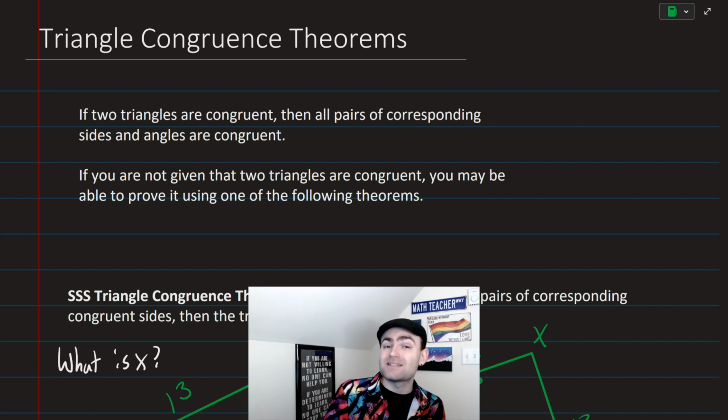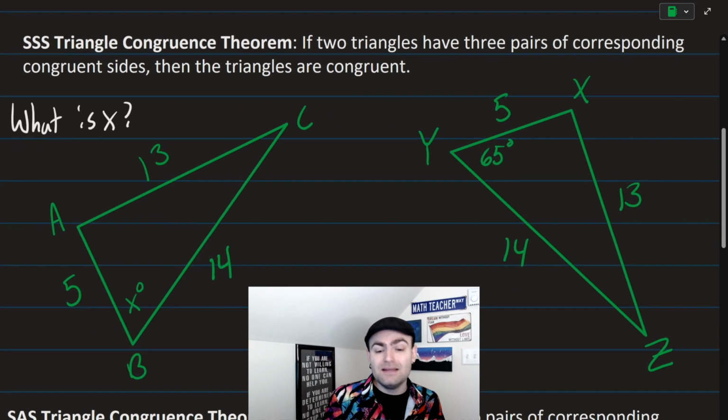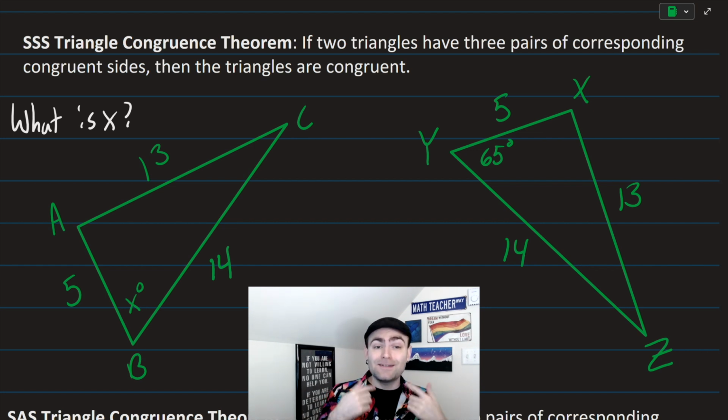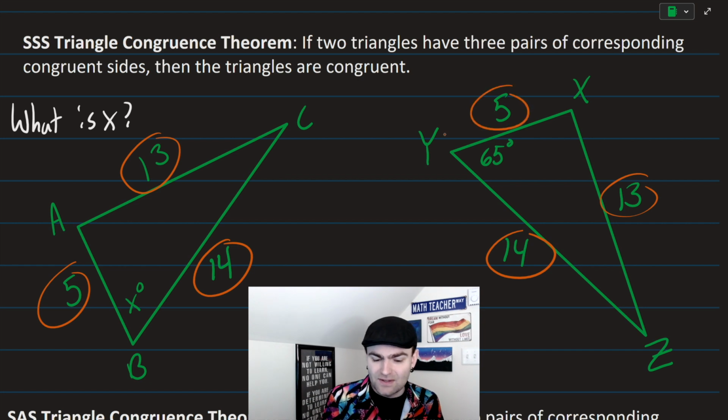If you're not given all of that, sometimes there are some shortcuts. You should have proven these in your geometry class, but we'll go over them here. First one is the side-side-side congruence theorem. Basically, if you have two triangles and all 3 pairs of corresponding sides are congruent, then the triangles themselves must be congruent. So if we look here at this example, we have a side that's 13, a side that's 13, a side that's 14, a side that's 14, and a side that is 5, and a side that is 5.